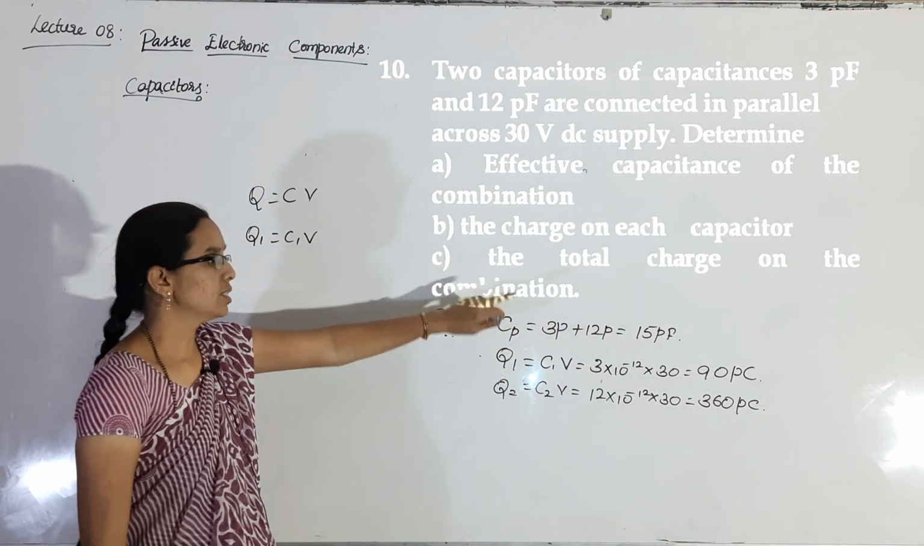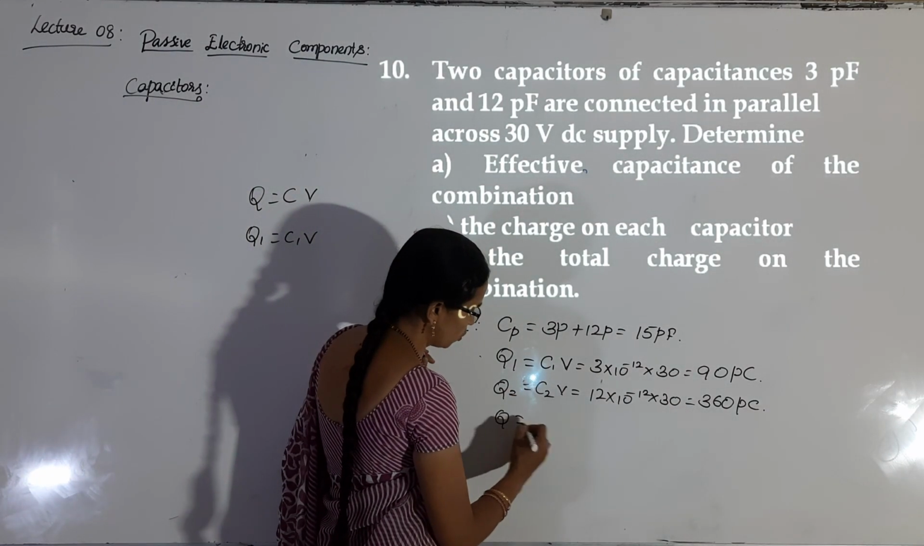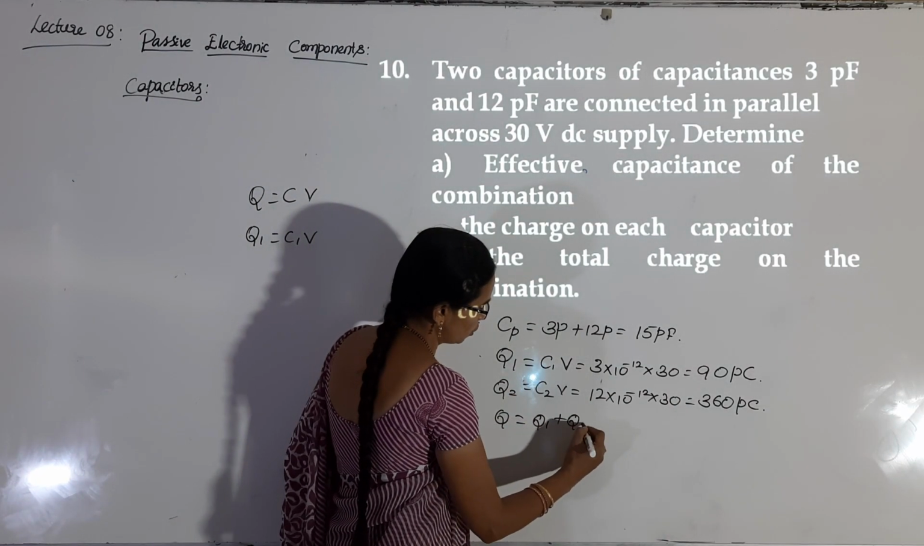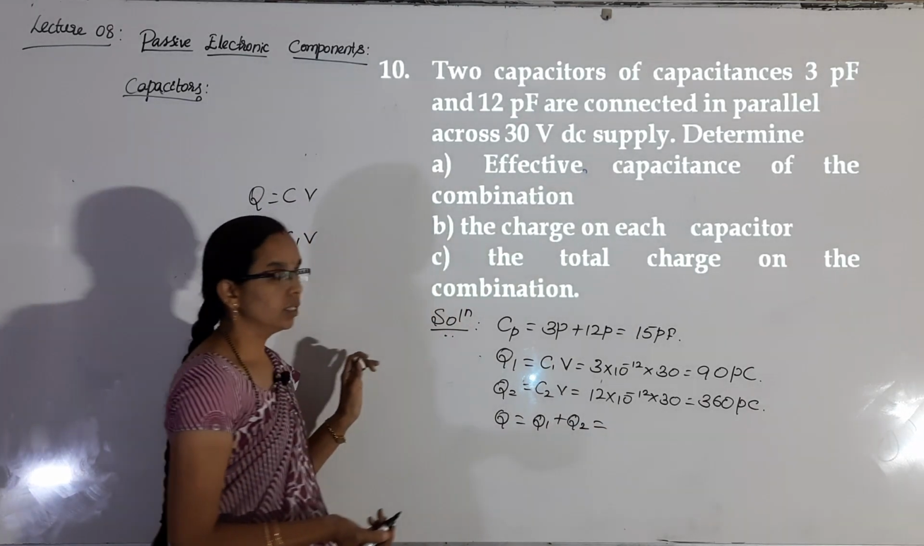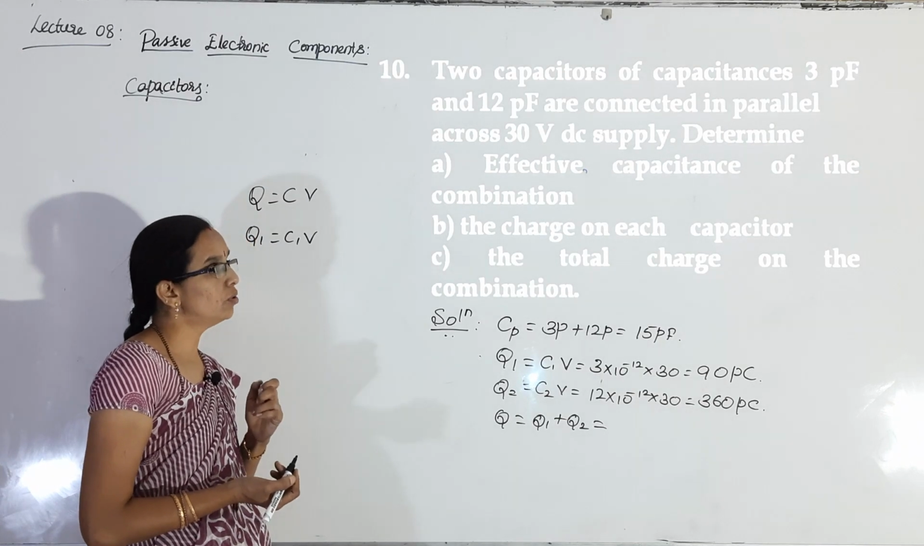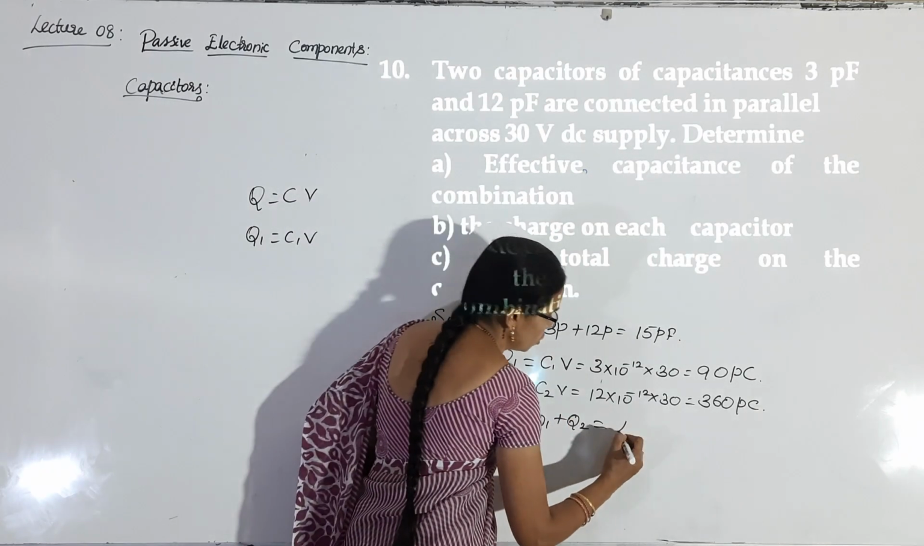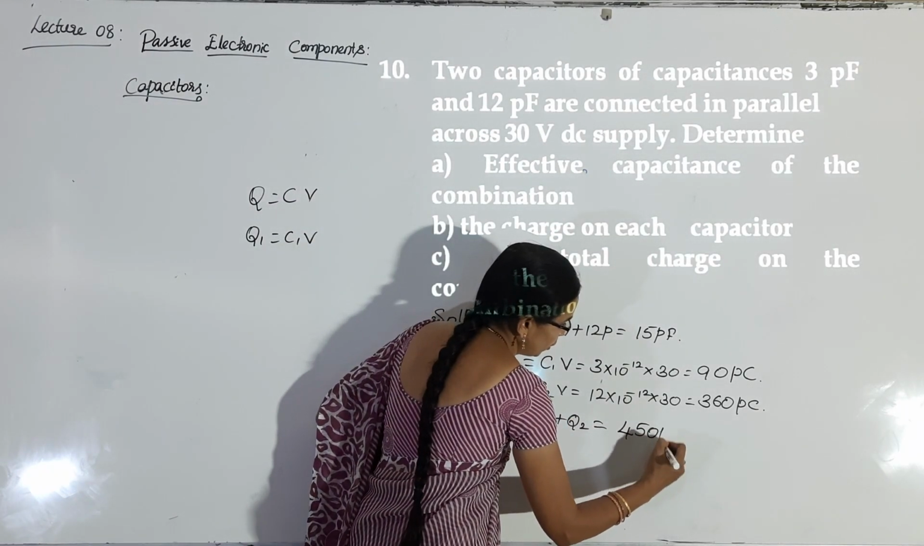And next, the total charge on the combination, that will be 450. Q is equal to Q1 plus Q2, or also Q is equal to Cp into V. 15 into 30, that will be 450 picocoulomb.